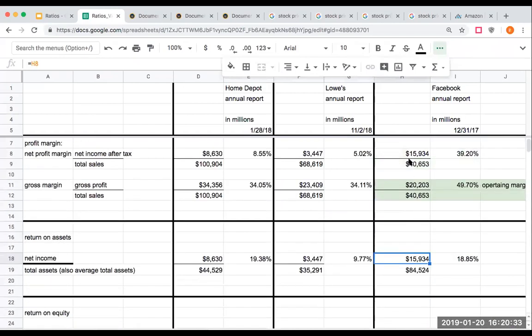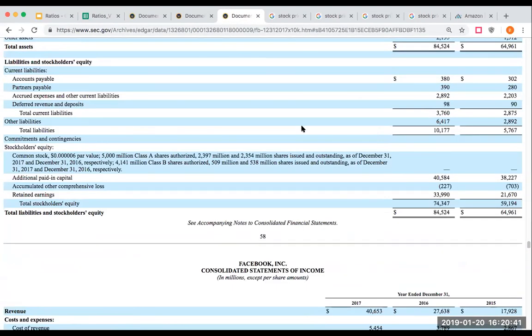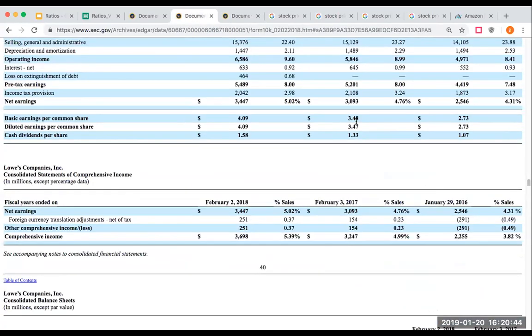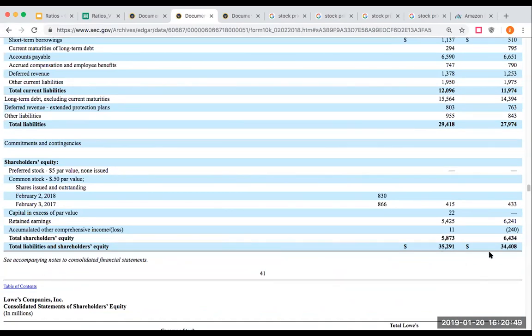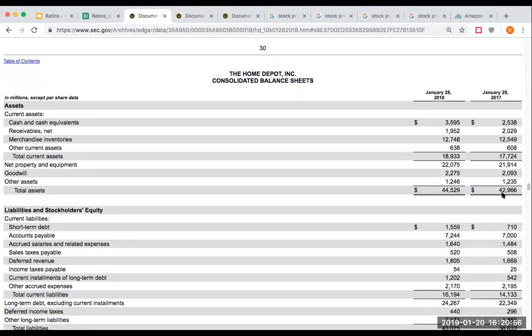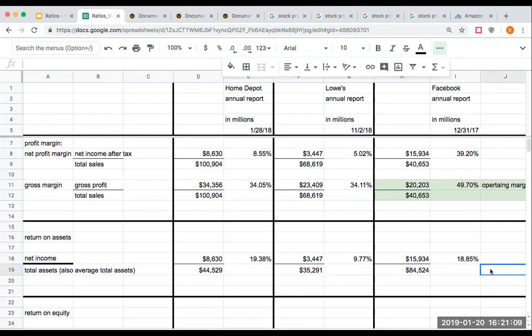We have that same net income, $15.934 billion, but I'm going to make a change right here. When I was mentioning earlier about average total assets, the total assets for both Lowe's and Home Depot are relatively the same. It went from 34.4 to 35.2 for Lowe's, and for Home Depot, it went from 42.9 to 44.5. But for Facebook, it went from 64.9 to 84.5 billion. So I probably want to use the average here.